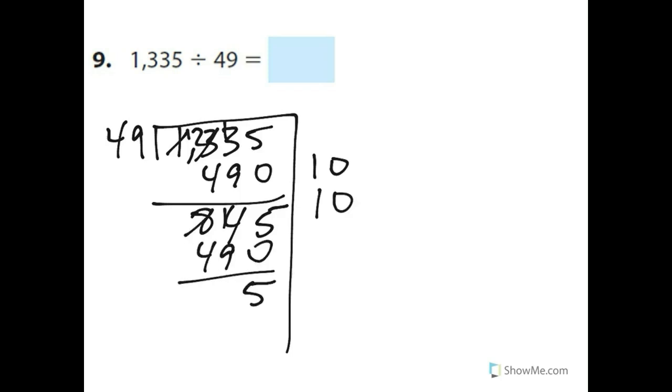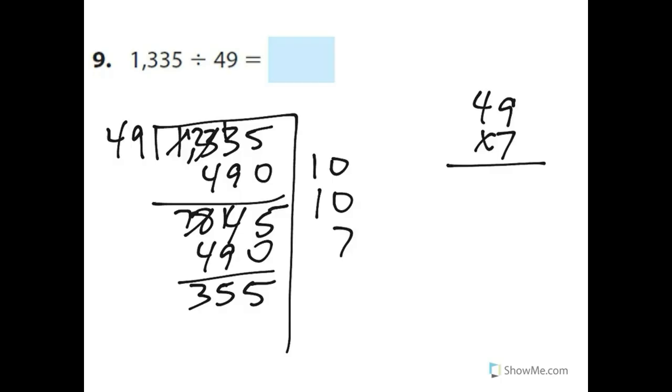5, 5, and 3. Well, I can't do 10. 8 times 50 is 400. I'm going to do 7. 49 times 7. See how I did that?